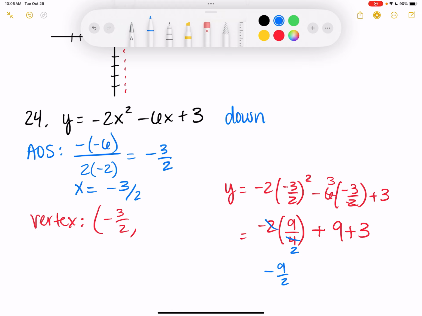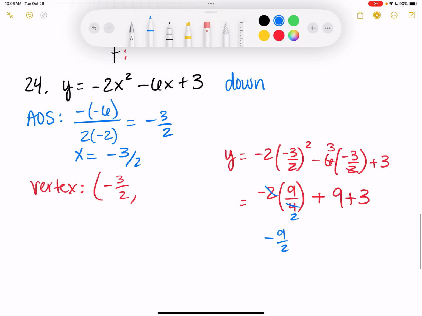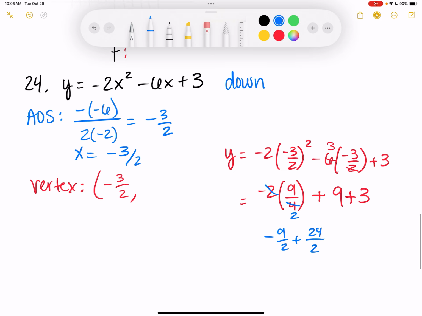You need to get a common denominator. The common denominator is going to be 2. If you want to go ahead and combine this and say 24 over 2, that's fine. So I've got 15 over 2. So the y-coordinate of the vertex is 15 over 2.